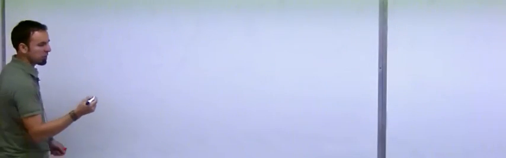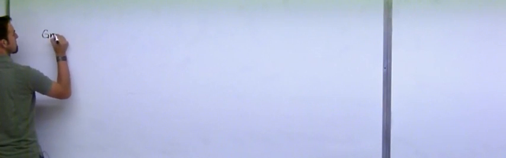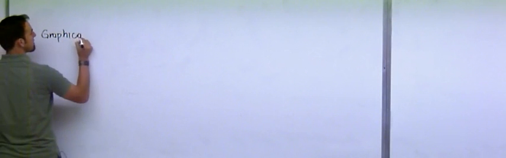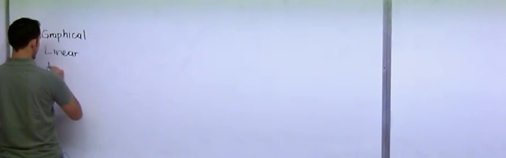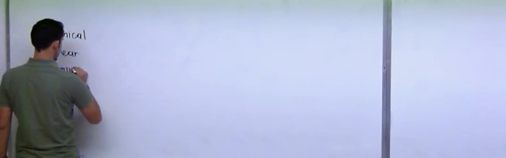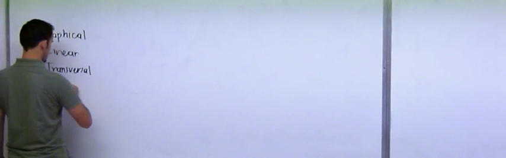Let me remind you where we were. So last time we proved these things that I'm going to put in a table now. We talked about graphical matroids, linear matroids, transversal matroids, and gamoids.